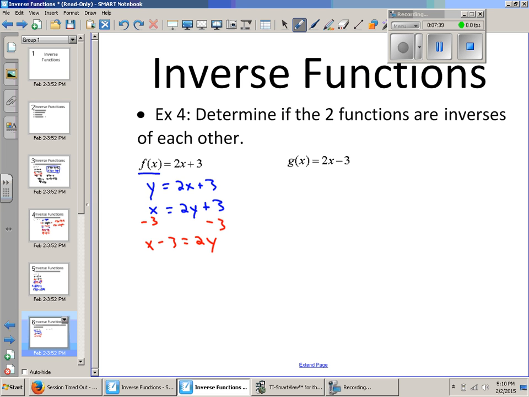Here I don't have a fraction in g of x, so I'm going to want to divide each term by 2. And that gives me 1/2 x minus 3/2 equals y. That does not match g of x, so these two functions are not inverses of each other.